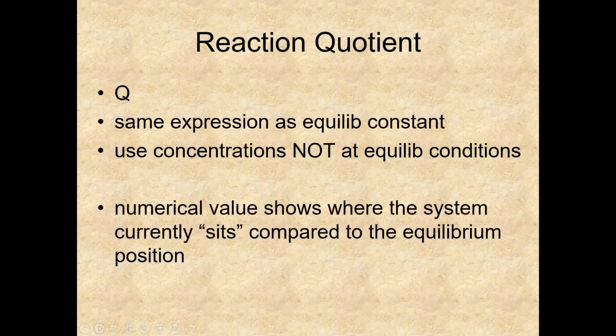So the reaction quotient is a numerical value that shows where the system currently sits compared to the equilibrium position. So it might be that we have not reached equilibrium yet, and it will tell us which way the reaction needs to go. Does it need to make more products or more reactants to reach equilibrium? So the reaction quotient, like we said, is going to be the same expression, the same formula, the products over reactants, but it does not have to use the equilibrium values.